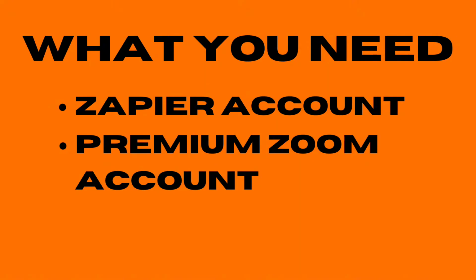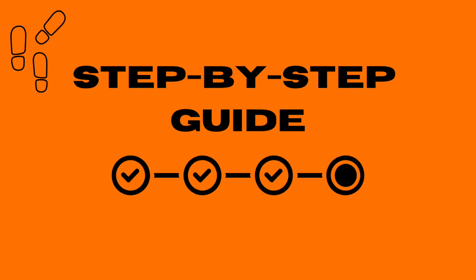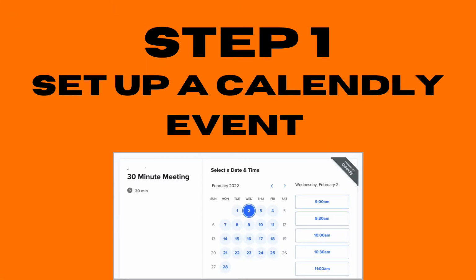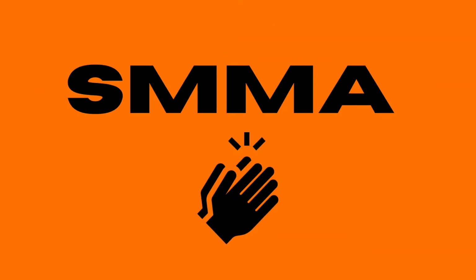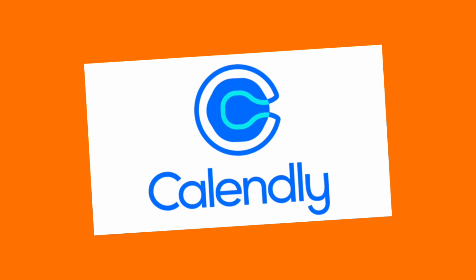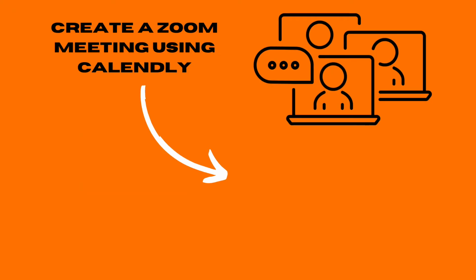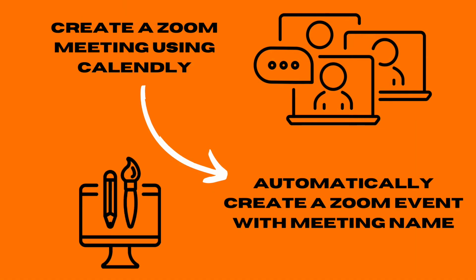Now that we've gone over everything that you need, let's go through the step-by-step guide on how to make this automation work. Step 1, you have to set up a calendar event on your Zoom call. Now, if you're running an SMMA agency, 90% of you are using Calendly or software similar to that. The reason we have this set up is because every time you create a Zoom meeting on Calendly, it will automatically create the meeting name with a specific type of meeting you're having.